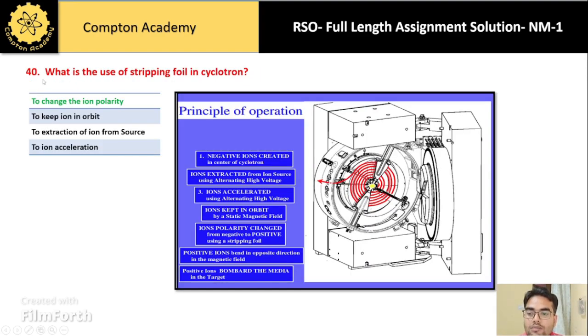Now question number 40: which is the use of the stripping foil in the cyclotron? Generally the stripping foil is used to change the polarity of the ion. So this is the purpose of this.